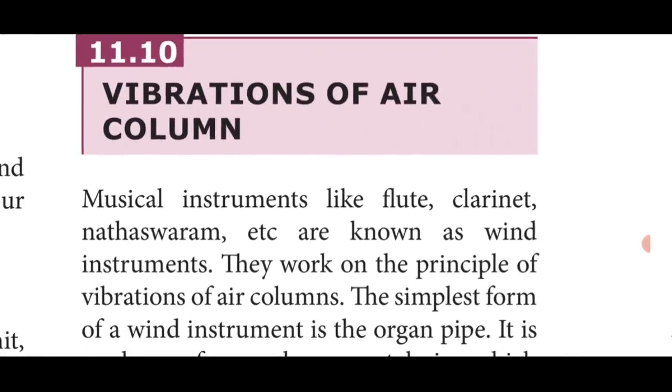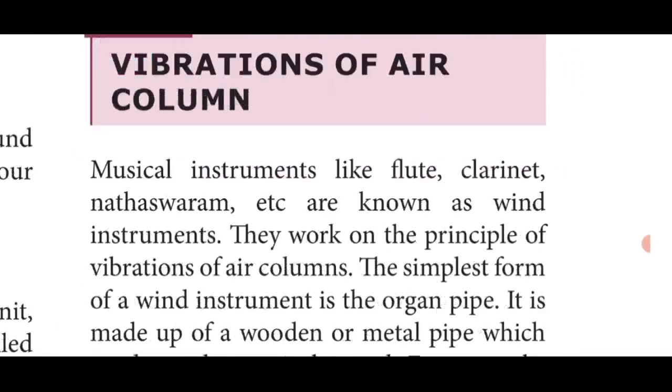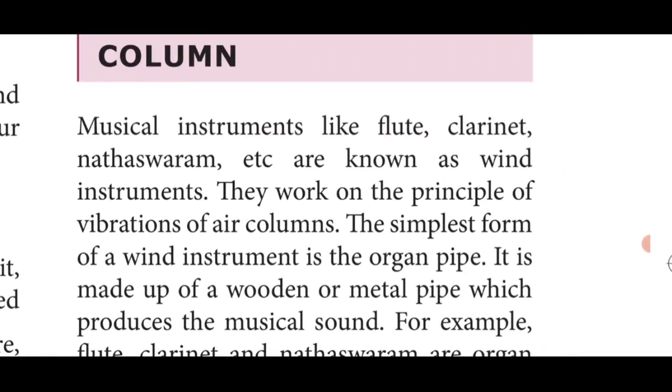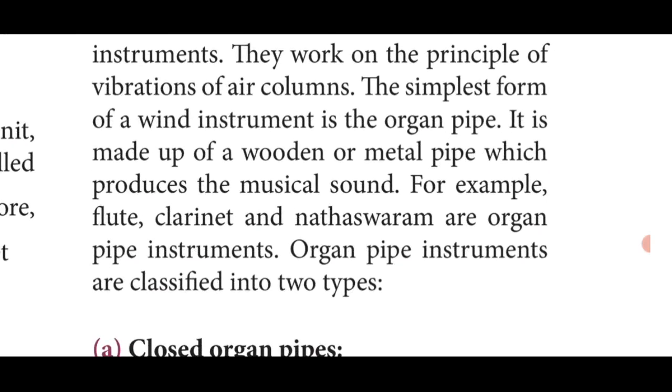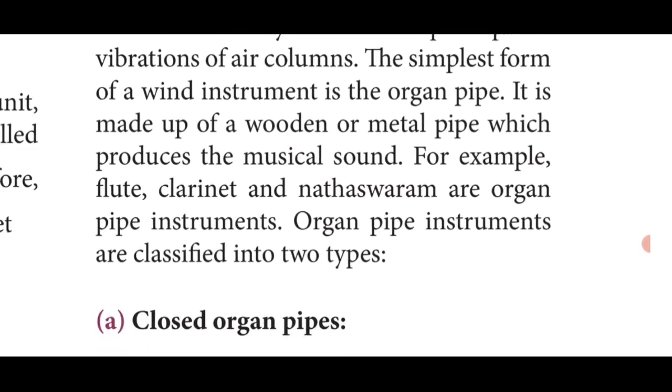Next we pass on to the vibration of air columns. We know that musical instruments like the flute, clarinet, nadaswaram, etc. are known as wind instruments. They work on the principle of vibration of air columns. The simplest form of wind instrument is an organ pipe. It is made of a wooden or metal pipe. You all know that, right? An organ pipe produces a musical sound, for example, the flute.